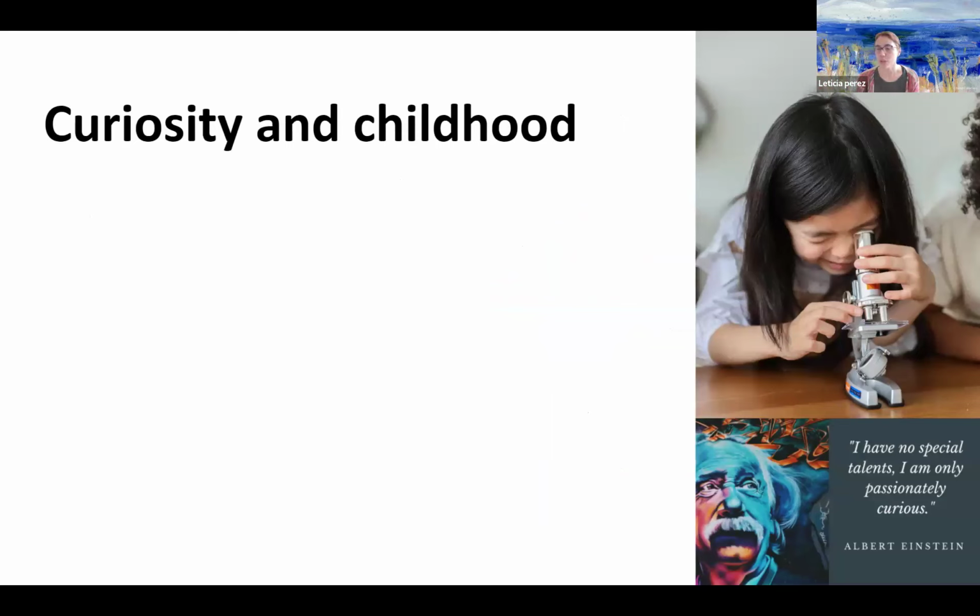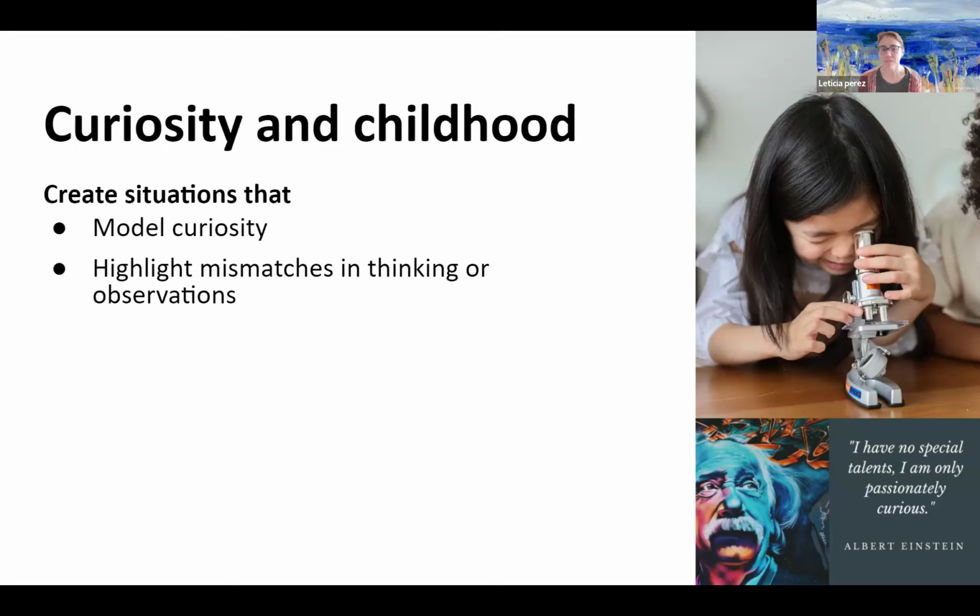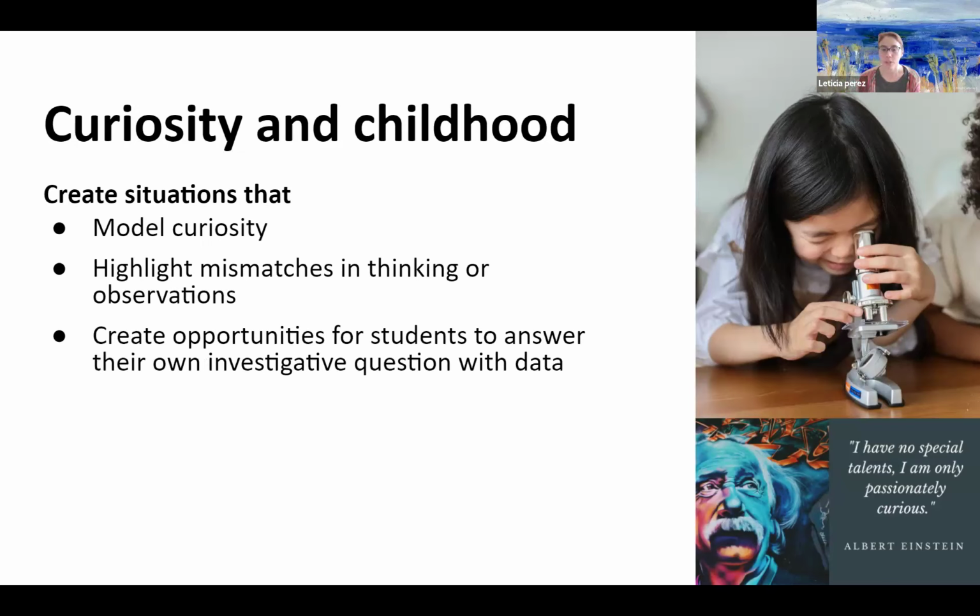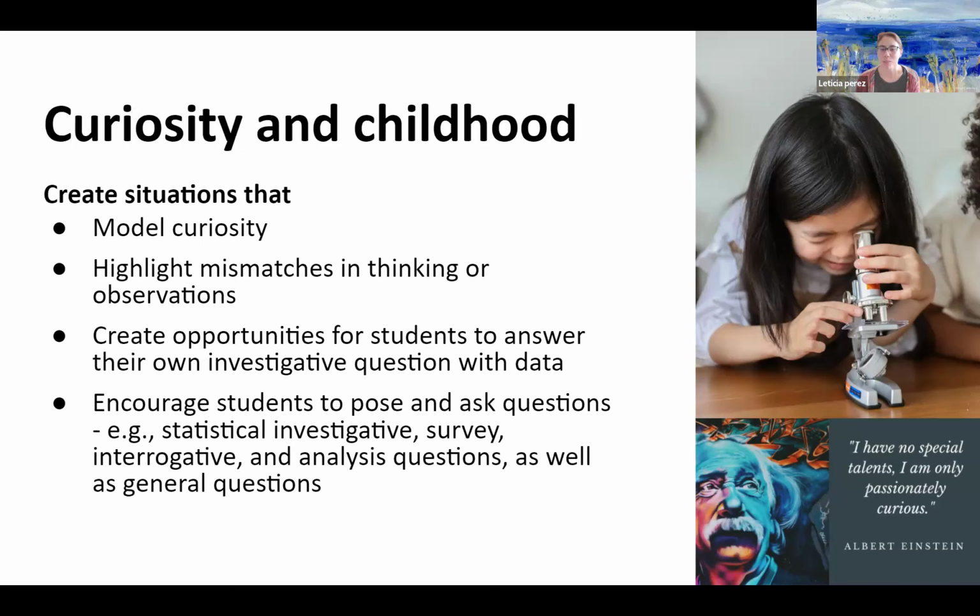And this is a really important part because we know that children are naturally curious. And sometimes I've heard teachers say, I wonder where their wonder went. And so we want to stimulate that curiosity. And how we think that we can achieve that is by creating situations that have us as educators model curiosity for them, and that we highlight mismatches in thinking and observations between different groups, that we create opportunities for students to answer their own investigative questions, that questioning part that Pip has done so much work and support around is highlighted, that we encourage students to pose and ask questions. And there's so many types of questions. And this is definitely a great place for us to think about all the ways that questioning arises in our work. And lastly, probably the most challenging part is making spaces that are safe to ask all of these different types of questions.